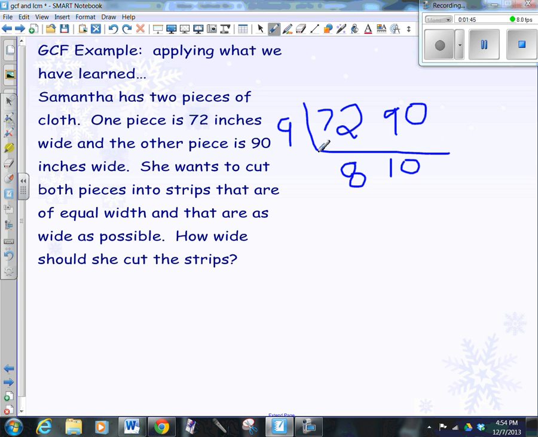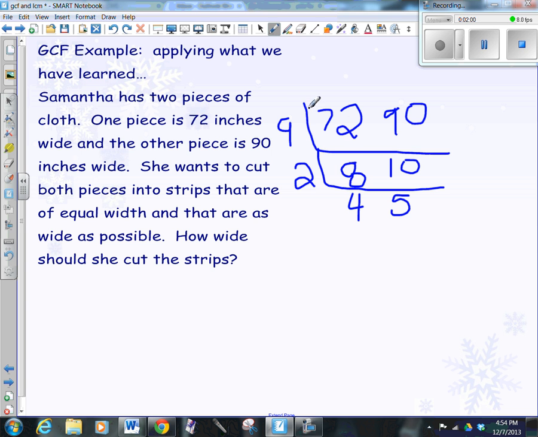So 8 and 10, they're both even, so I know I can divide them by 2. And 8 divided by 2 is 4, and 10 divided by 2 is 5. And these don't have any common factors except 1, so I know I'm done with my problem.